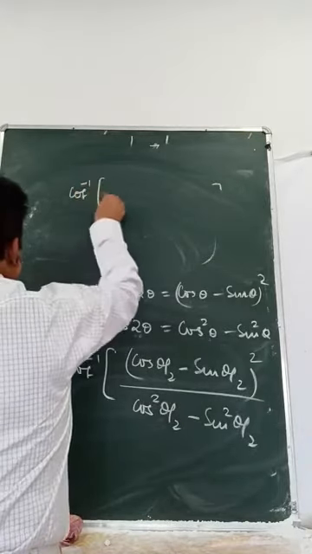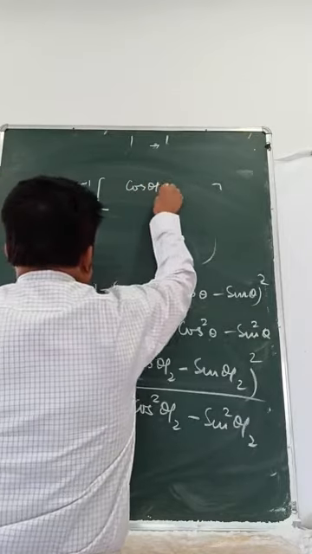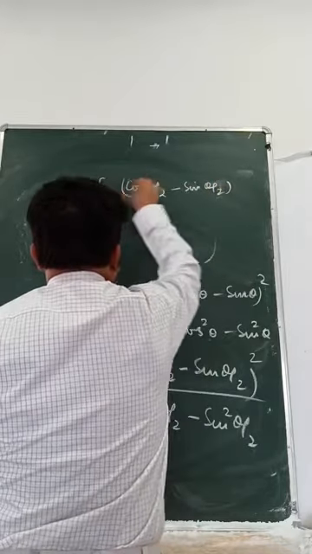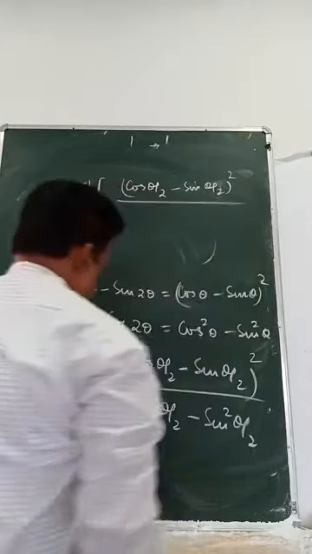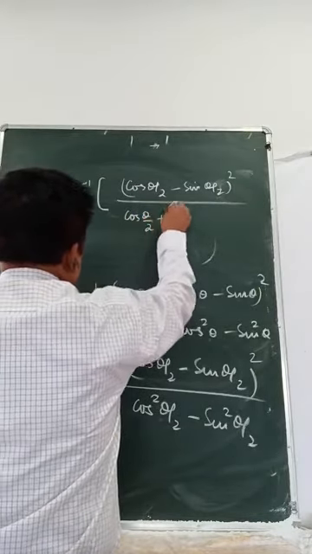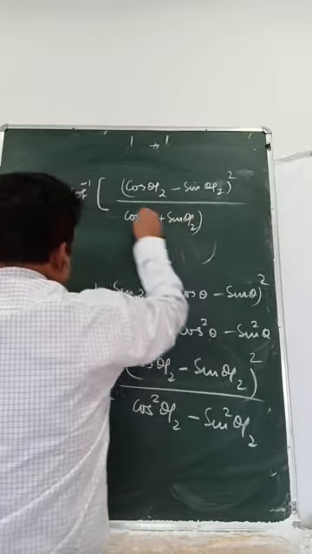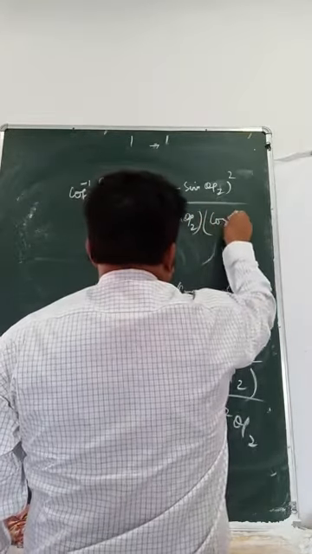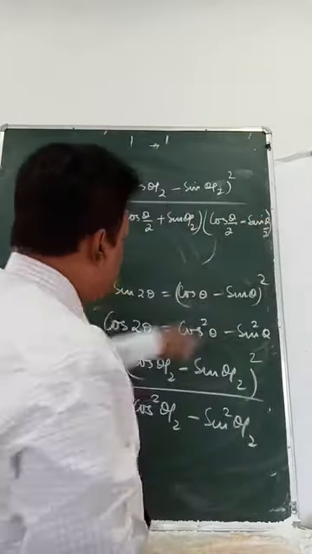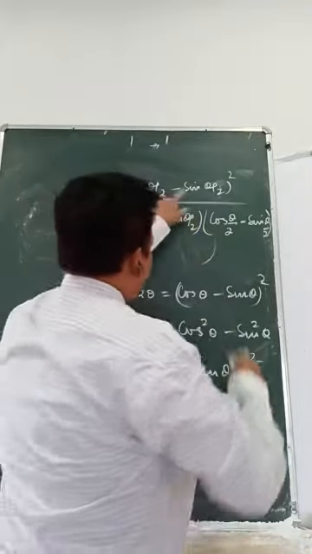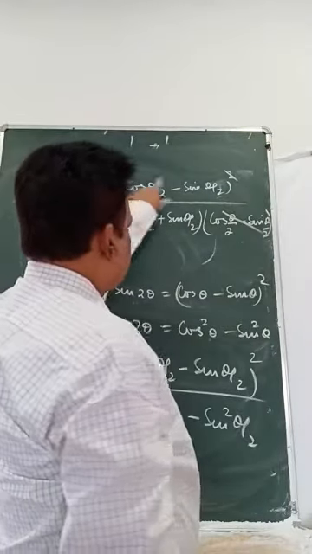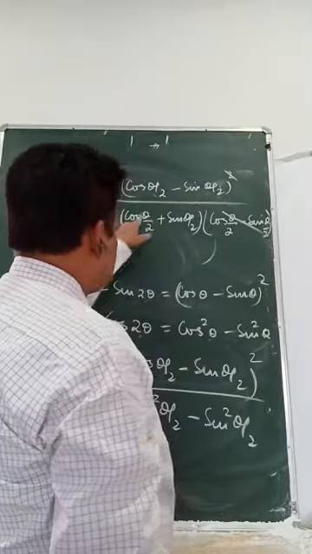cot inverse (cos theta by 2 minus sin theta by 2) whole square divided by (a minus b)(a plus b): (cos theta by 2 plus sin theta by 2)(cos theta by 2 minus sin theta by 2). Similar factor, same factor or not? So two factors, one will be cancelled. So what is left out? Cos theta by 2 minus sin theta by 2 by cos theta by 2 plus sin theta by 2.